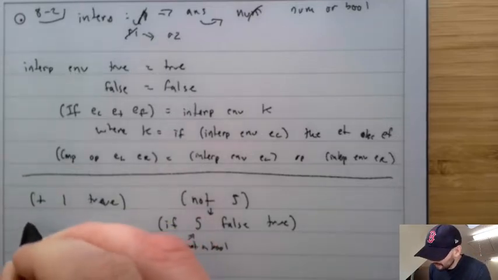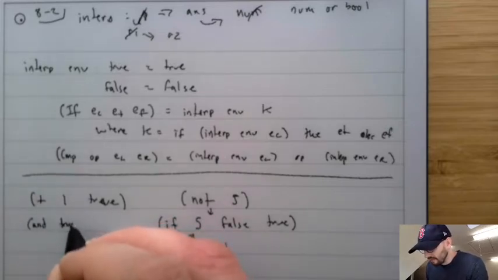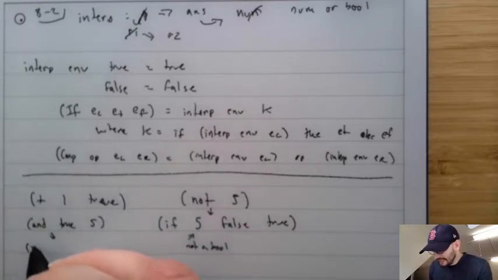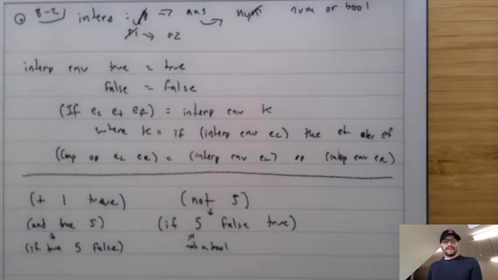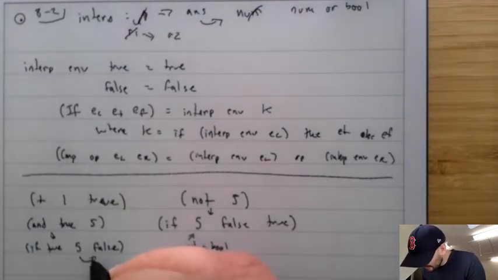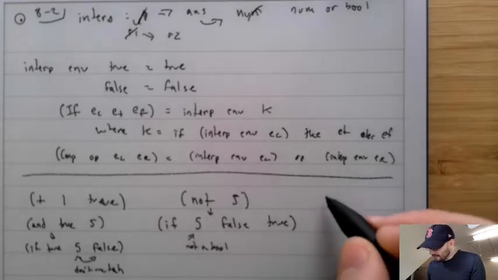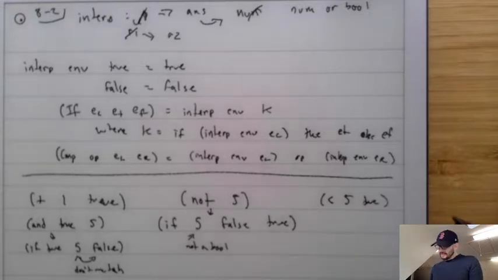Another example of an error would be something like an and of true and 5. Why is that an error? Well, remember what this thing is. It's the same as if true, then return 5, otherwise return false. It's an error because these two things don't match. Another example of an error would be something like less than of 5 and true. This is an error because that true right there is not a number.